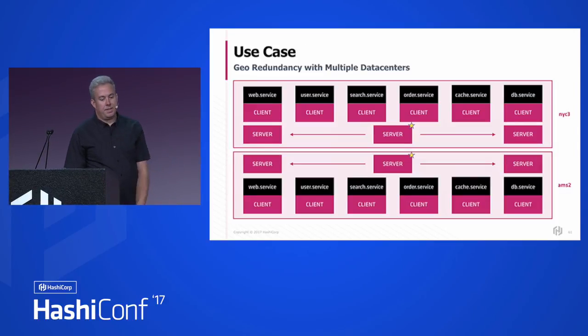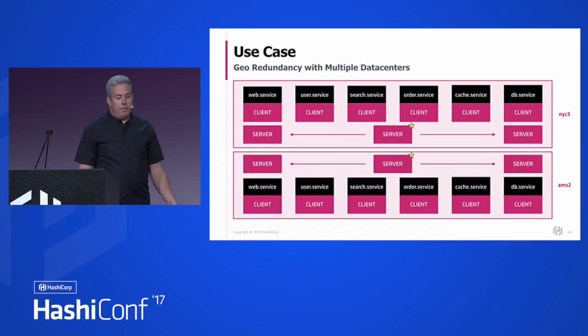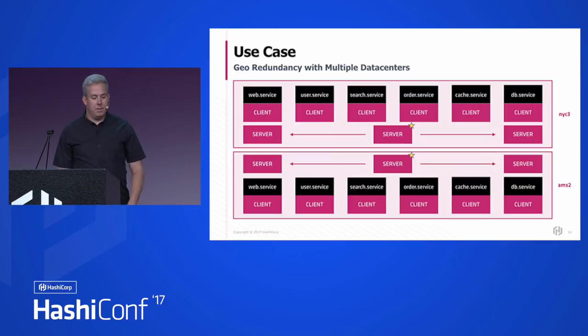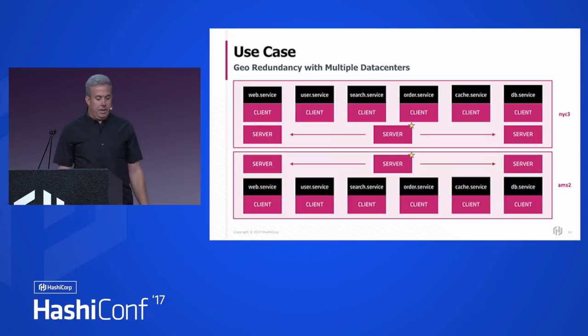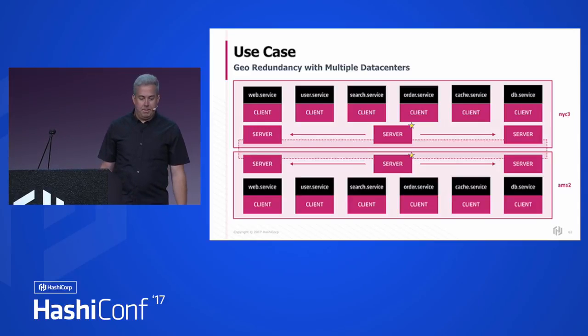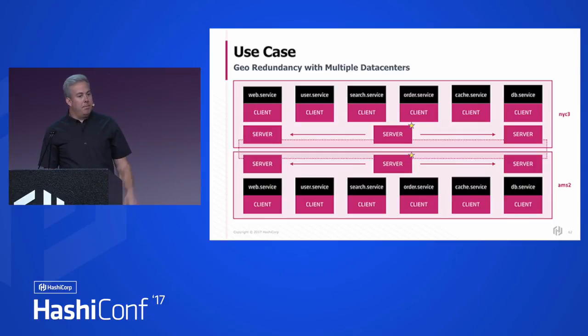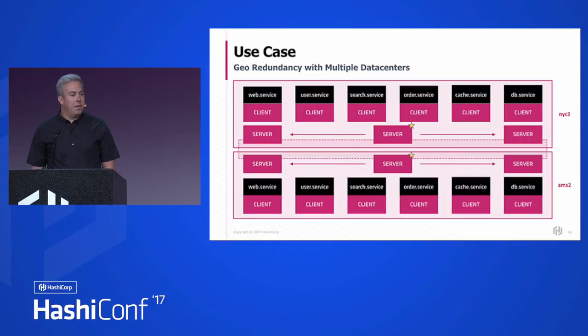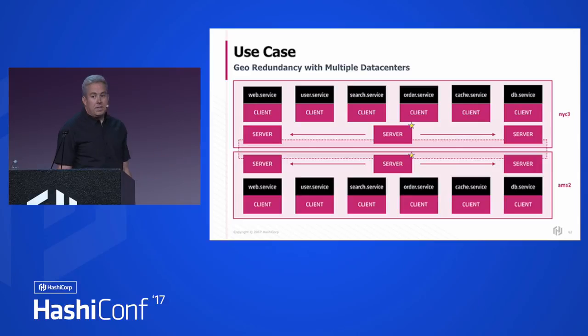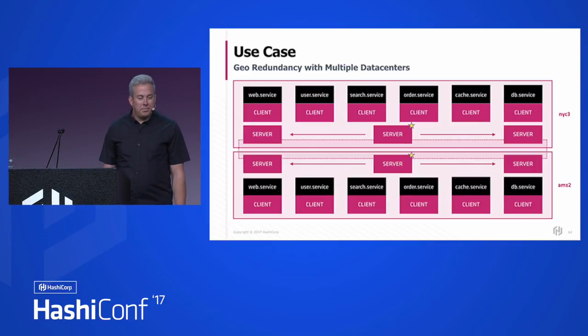So here's a use case for that where you have a basic geographic redundancy. I've got, on the top, a Consul data center in New York, and in the bottom I have one in Amsterdam. I federate them using WAN gossip. So now I've built a relationship between the servers, and I can discover services. So if all the instances of some service in New York go down, I can fail over and find the ones in Amsterdam. There's a lot of different ways to use this in your infrastructure.